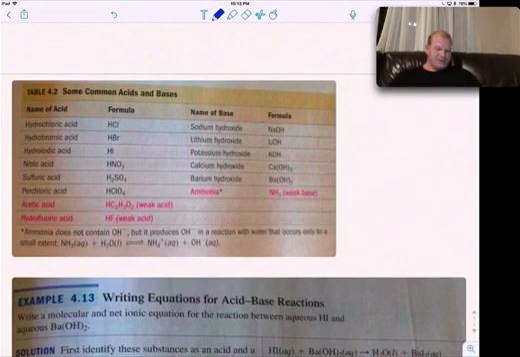So some common acids and bases here. Hydrochloric acid, hydrobromic, hydroiodic, nitric, sulfuric, perchloric, those are strong acids. And acetic acid and hydrofluoric acid, those are both weak acids. Strong acids are strong electrolytes. Weak acids are weak electrolytes. We talked about that last lesson.